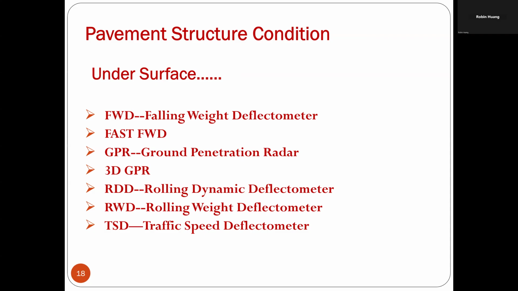Nowadays, the developer also give you what they call the 3D GPR. Then the last three is continuous. Continuous means you can drive the vehicle on the road doing network level deflection measurement.